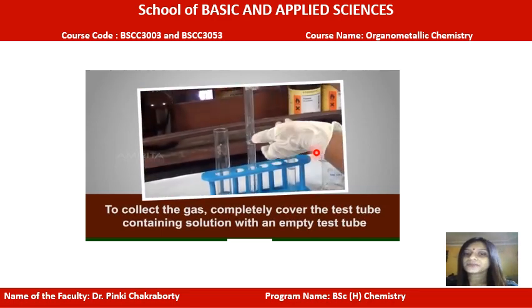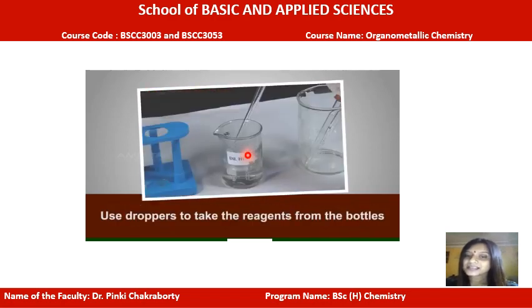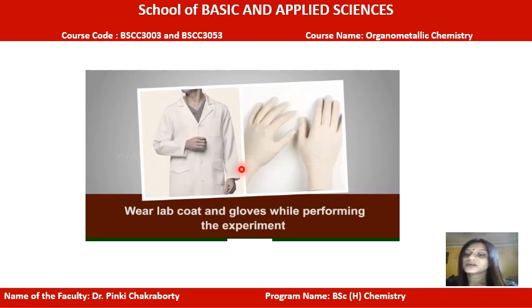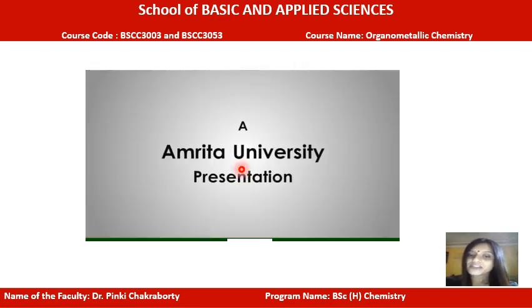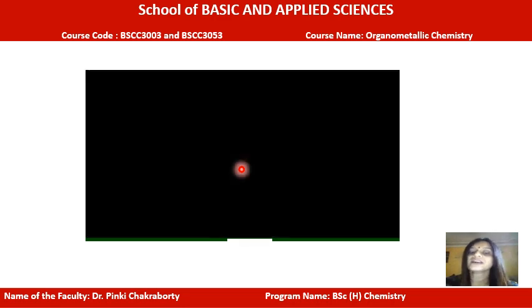What are the precautions to be taken? First of all, the apparatus and the chemicals required should be handled properly. To collect the gas completely, the test tube in which you are collecting the gas should always be covered properly. For transferring any reagents, we should use droppers, and while performing any chemical test, we should wear proper gloves. So this is how a test of carbonate is done.